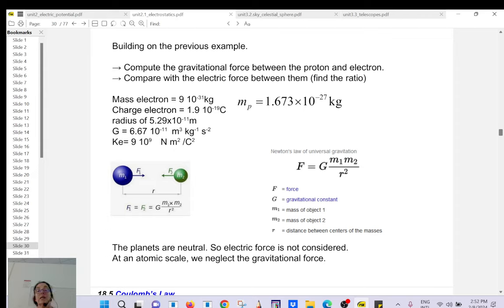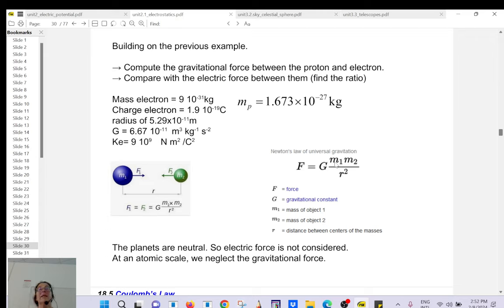That will be the gravitational force, because two masses attract each other. That's the Newton law of gravitation. G is a very small number, 6.67 times 10 to the negative 11. You want to compare that to the electric force.